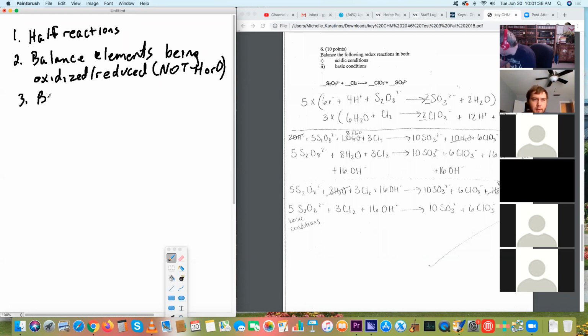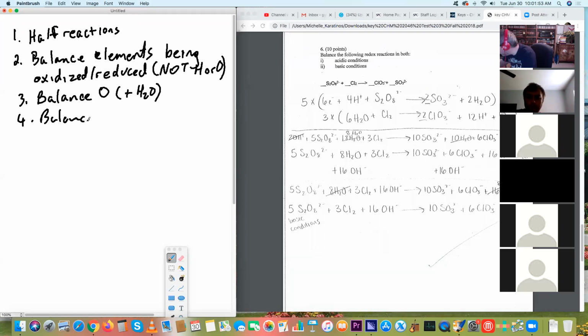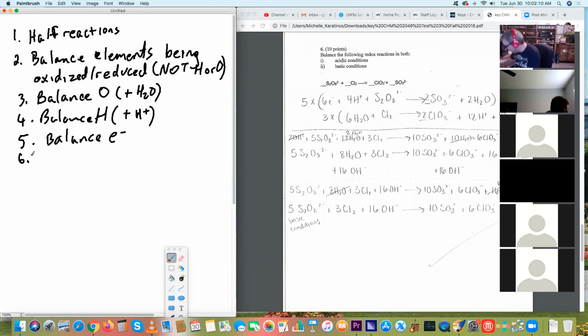Then we need to balance O, and we do that by adding water. Then we balance the H, and we do that by adding H+. Then we balance the electrons. And then we multiply to get rid of the electrons.